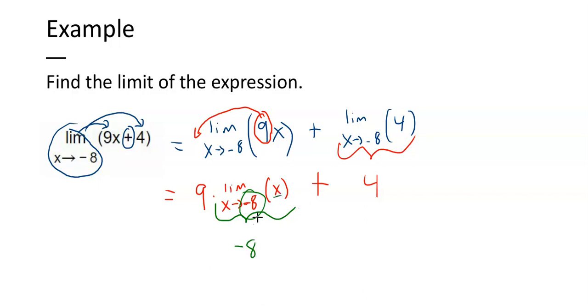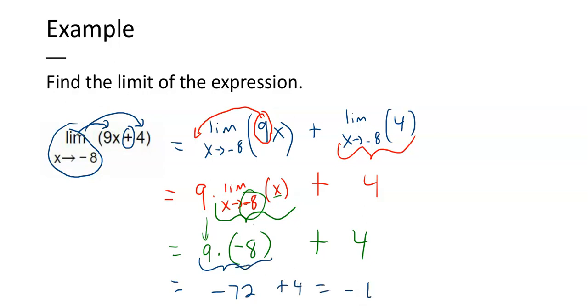Since we only have x in here, whatever value x is approaching, that's what the limit's going to equal. We'll copy the 9 down, which is still getting multiplied to that result, and we'll copy down the plus 4, and now we have to do a little bit of arithmetic here. Order of operations, we multiply first, so that's going to give me negative 72. And then plus 4, that's going to give me negative 68. And so that would be the limit as x approaches negative 8.